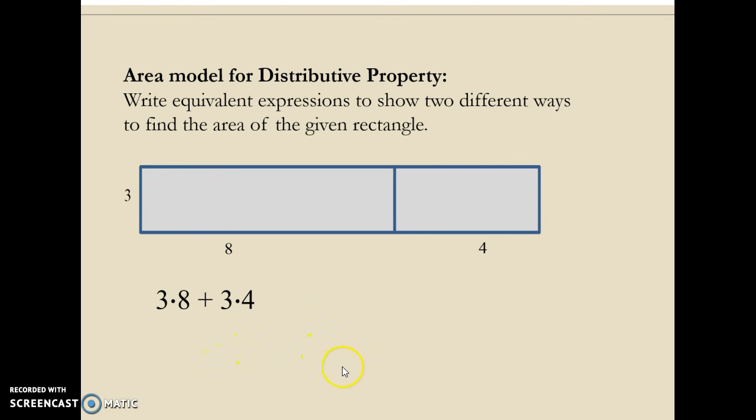The other way I can do it, I can find the length of the whole rectangle, which I would find by adding 8 and 4, and then multiply that by the height. In that case, I would get the same thing. 8 plus 4 is 12, times 3 still gives us 36, the same area.